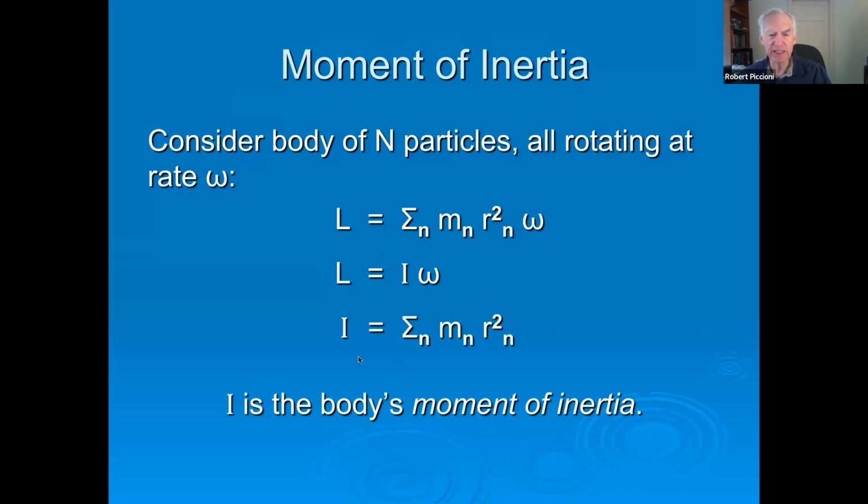And again, I is the moment of inertia of the body. And this is the equation for how to calculate it. And if all of the particles have the same mass, then you can take the m out here, and you're just taking the average of all the distances squared. So if a particle is further from the point of rotation, then it's going to contribute more to the moment of inertia than if it's very close. And that makes sense. It's a lot harder to spin around an object that's far away from the axis than it is to spin around an object that's close to the axis of rotation.